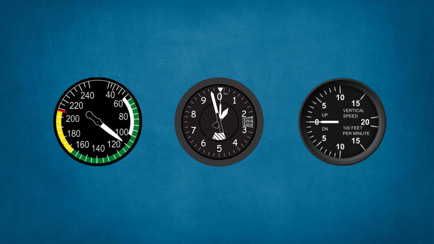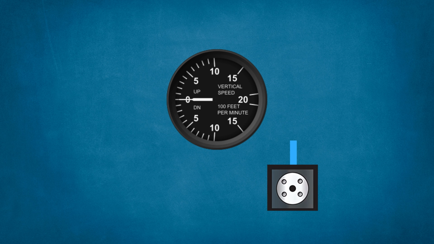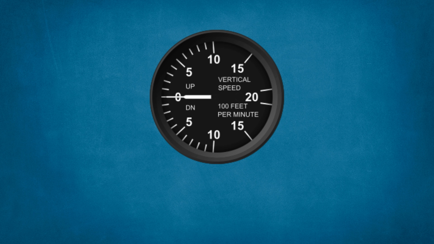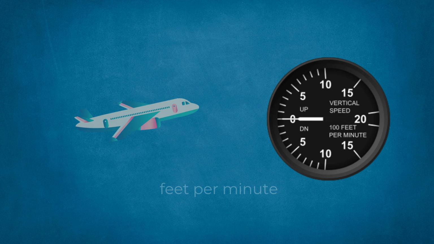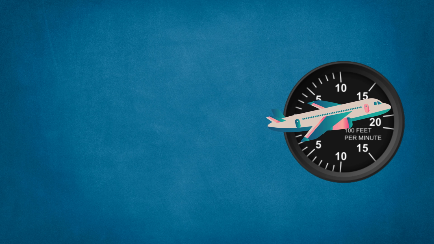Now let's continue with the last instrument, which is the vertical speed indicator. The vertical speed indicator also relies solely on the static pressure input. As the name implies, the vertical speed indicator shows the rate of the aircraft's climb or descent. It shows the rate of climb or descent in feet per minute. When you're flying at a constant altitude, it should indicate 0 if it's been calibrated properly.